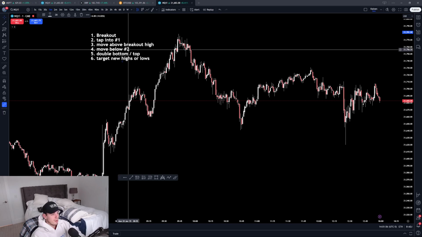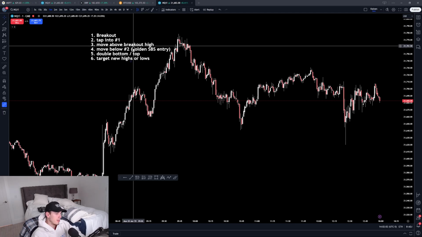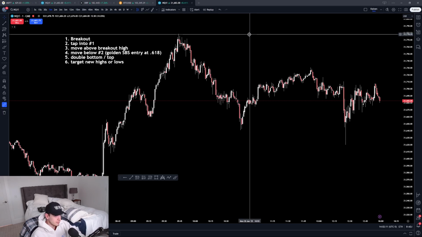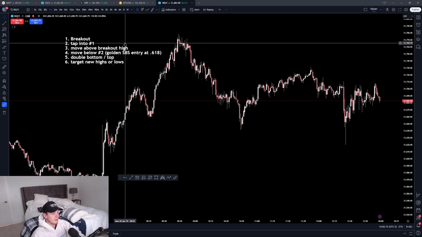And then at step four, if you want to write this down, that would be your golden SBS entry. Move below two, golden SBS entry at 0.618. So these are the steps if you want to screenshot this. And we'll go over this.